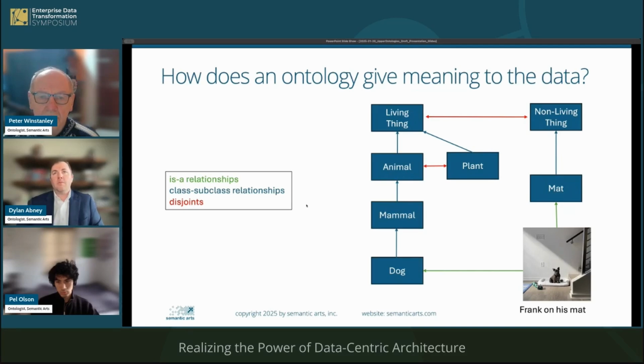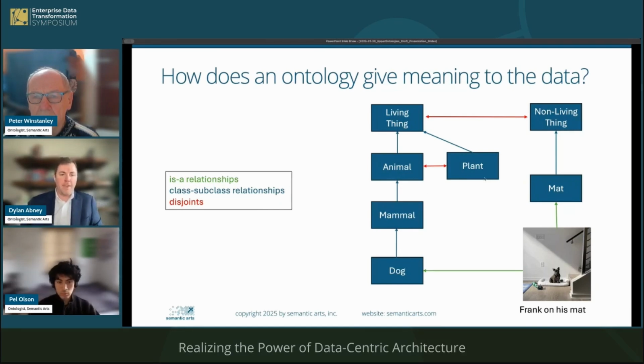Another type of relationship that holds between classes could be disjointness. So that's represented by the red arrow here. And what that means is that you can't be a member of both of these classes at the same time. So to say that animal and plant are disjoint just means that you can't be both an animal and a plant.